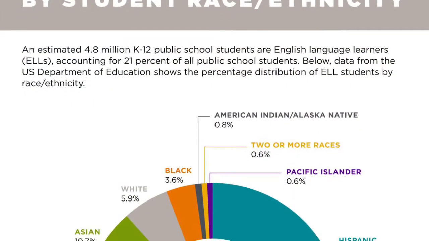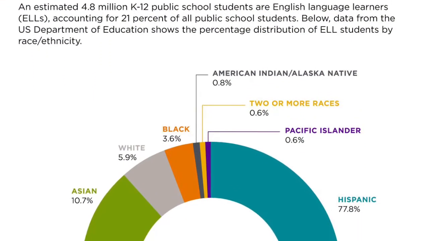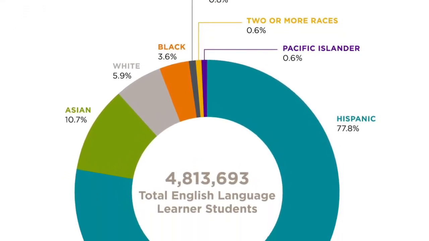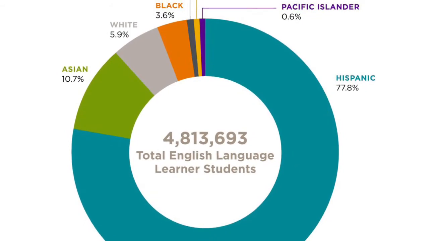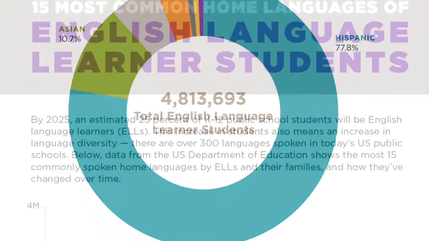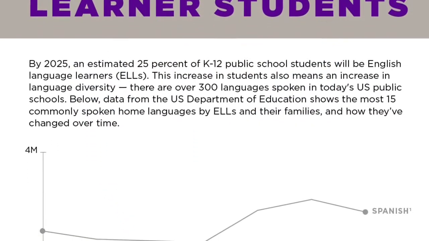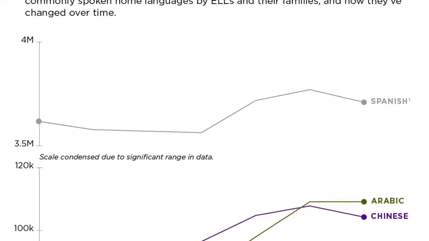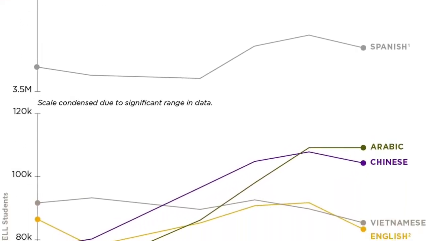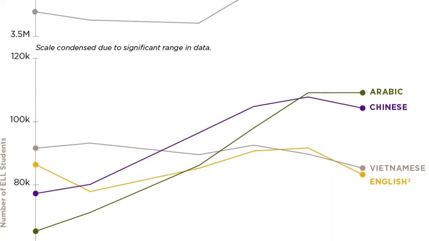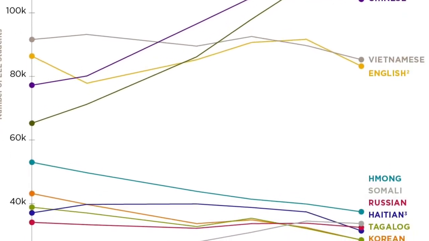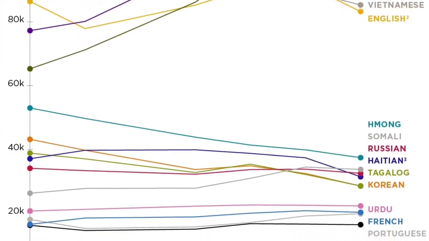As of 2016, there were an estimated 4.8 million ELL students in public K-12 education, making up 21% of all school-age students. By 2025, approximately 25% of all public school children will be ELLs. ELLs are defined as students who demonstrate a sufficient difficulty in reading, writing, speaking, or understanding the English language.